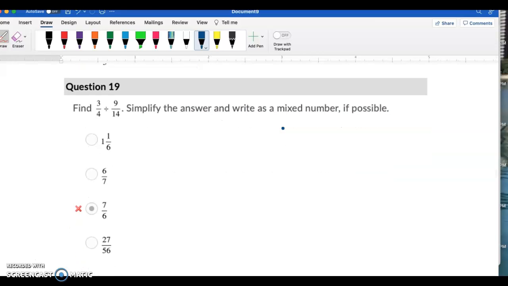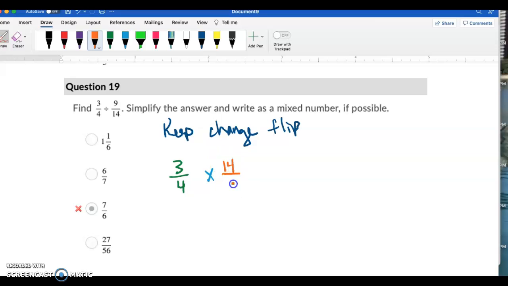Okay. Division. So division is keep, change, flip. So what do we do? We keep 3/4. We change the division sign to multiplication, and we multiply by the reciprocal of 9 over 14, which is 14 over 9. So keep the first one, change this to the multiplication, and flip this one.